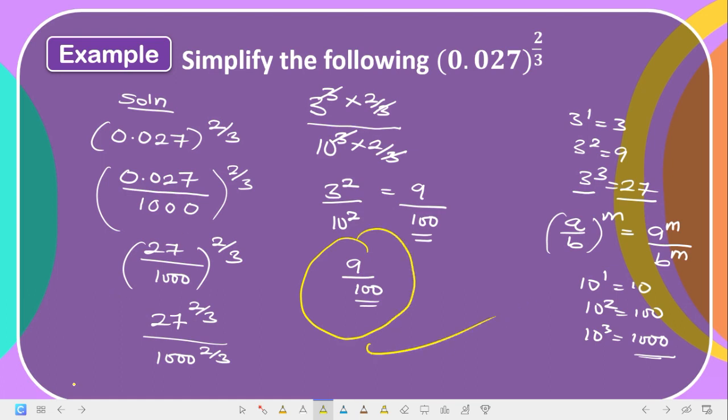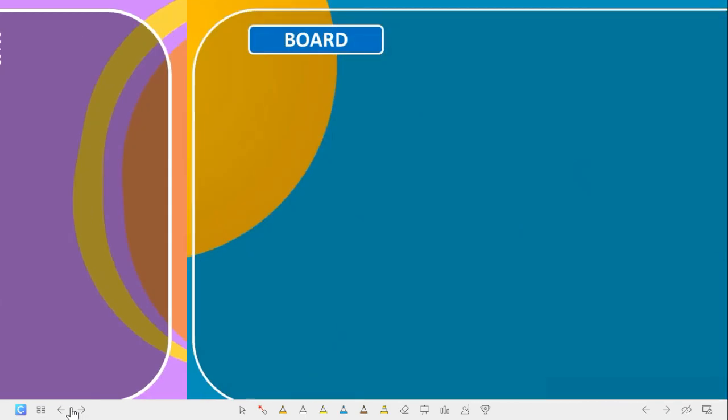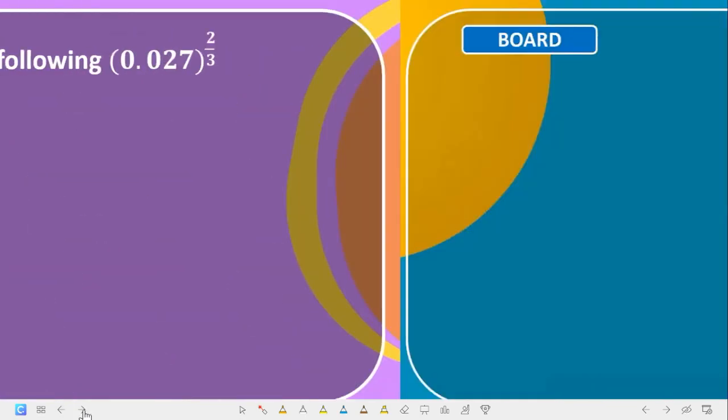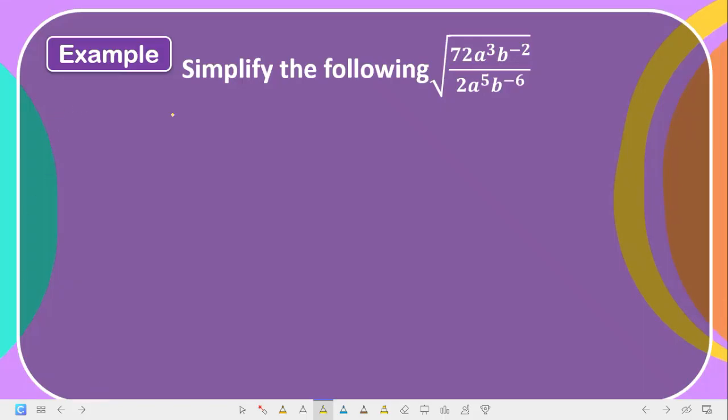And that makes sense. Now let's consider another example. The next example says simplify the following. Now, what are we going to do? Write solution. Let's take it gently. Now, having written solution, we have the square root. Let's write out the question again. The square root of 72 a to the power of 3.